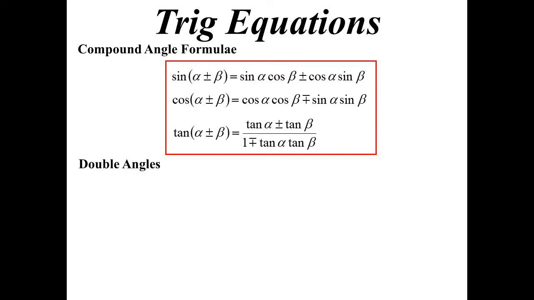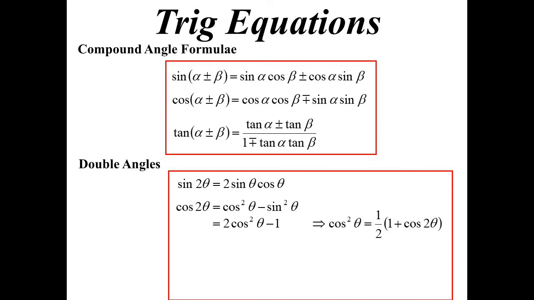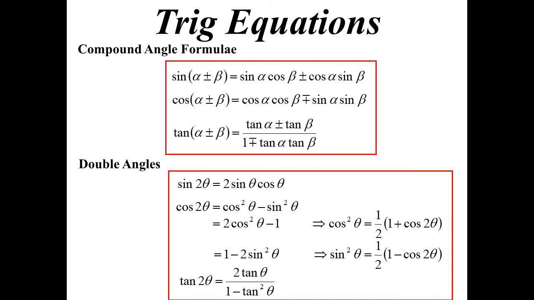From there, we got our double angle formulas. So sine 2 theta is 2 sine theta cos theta. Cos 2 theta, which we talked a bit about yesterday, has 3 different ways we could write it. Cos squared minus sine squared. 2 cos squared minus 1, which allowed us then to integrate cos squared, because cos squared is a half of 1 plus cos 2 theta. Or 1 minus 2 sine squared, which allowed us to integrate sine squared, because we could change that to a half of 1 minus cos 2 theta. And tan 2 theta is 2 tan theta on 1 minus tan squared theta.